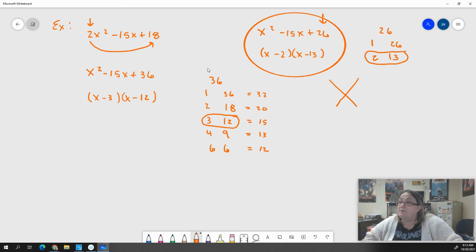Here's where it gets a little different. We multiplied this 2 over here, so we are going to have to divide that 2 back out. If it doesn't divide evenly, like when I reduce a fraction, we're just going to move the denominator in front of the x. So this would become 2x minus 3. 12 divided by 2 is 6. So that one divides evenly, and we're just left with x minus 6.